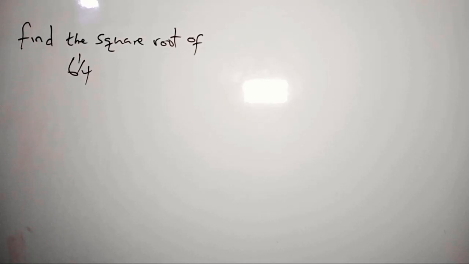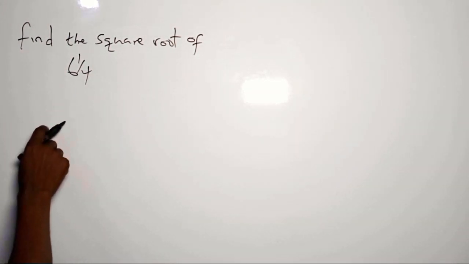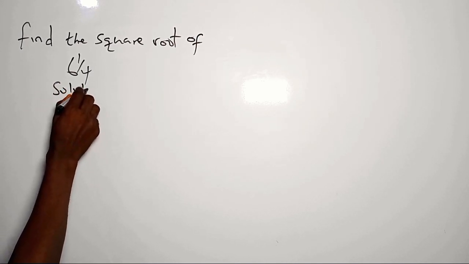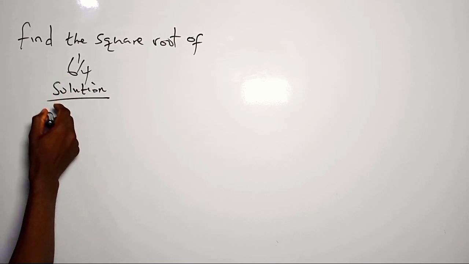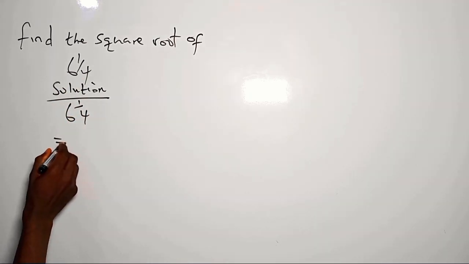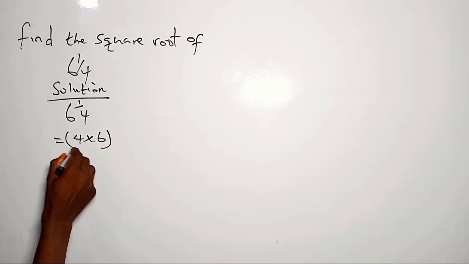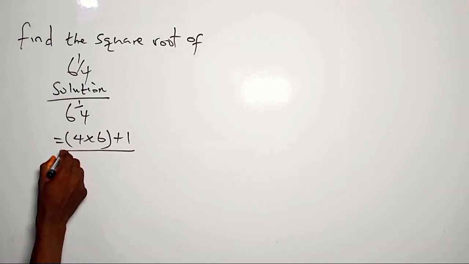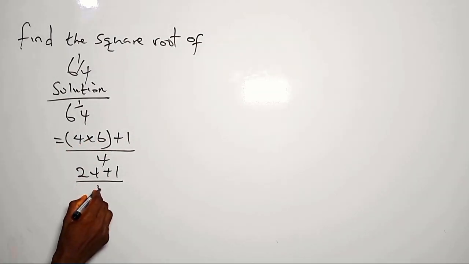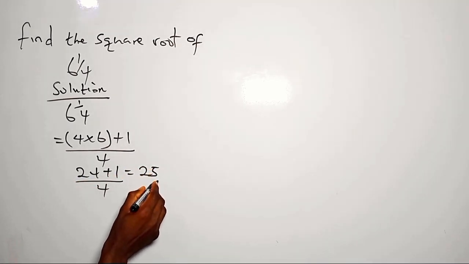The question is find the square root of 6 whole number 1 over 4. So this is a mixed fraction. How do we go about this solution? For the square root of 6 and 1 over 4, we change this to an improper fraction. 4 times 6 is 24, plus 1 over 4. So for 24 plus 1, we have 25 over 4.